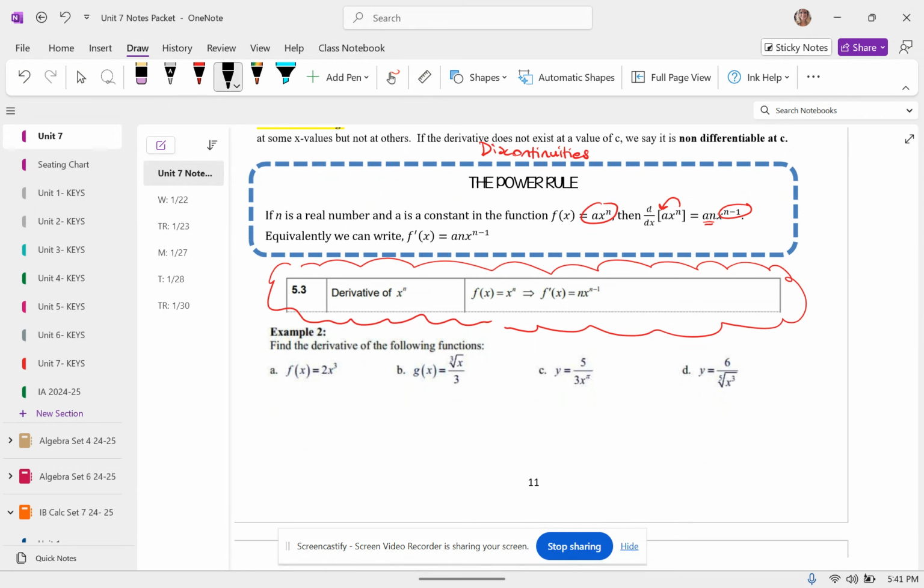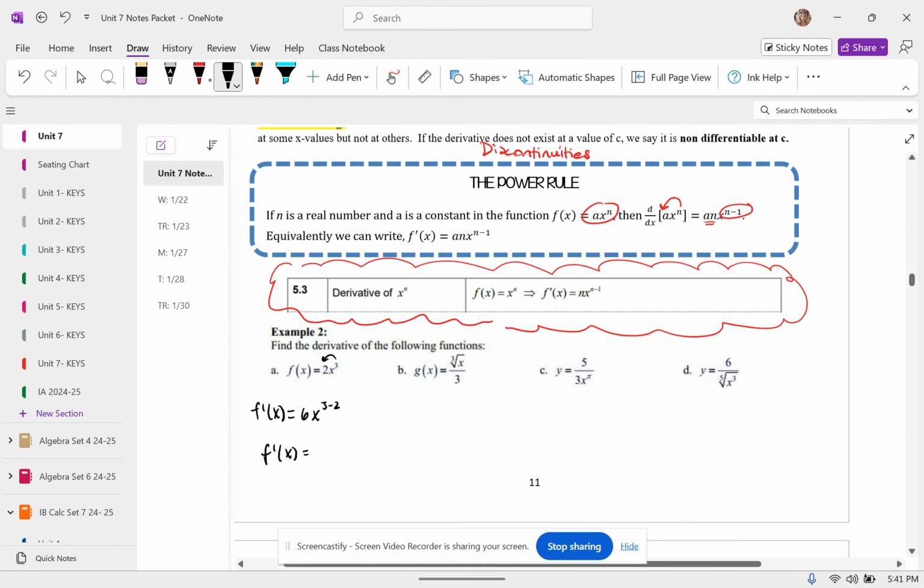So letter A visually is a polynomial. So if I wanted to find its derivative, I would use the power rule. Drop the 3 down in front. Reduce the power by 1. The derivative will be 6x squared. All right, let's do the next one.